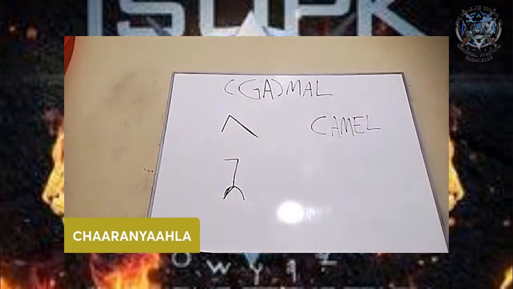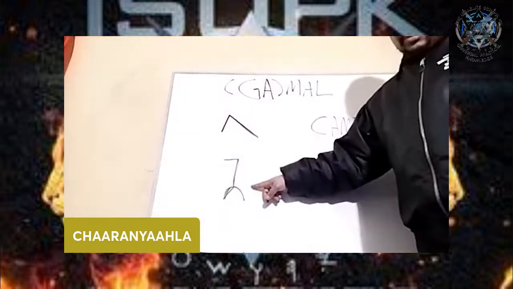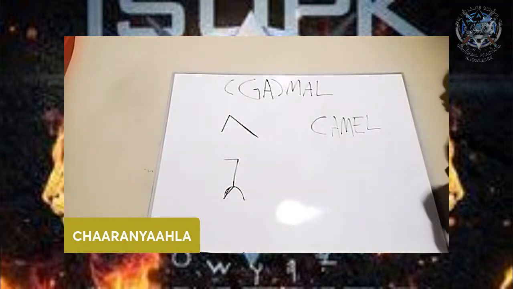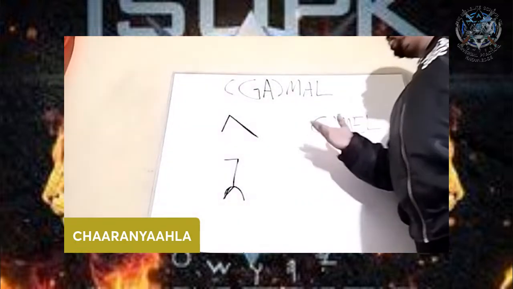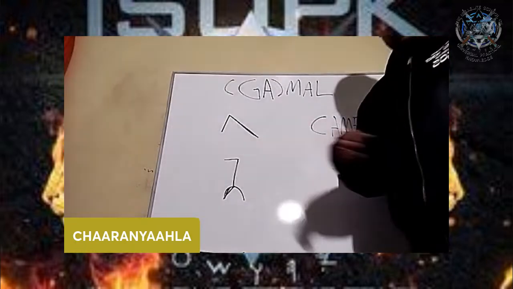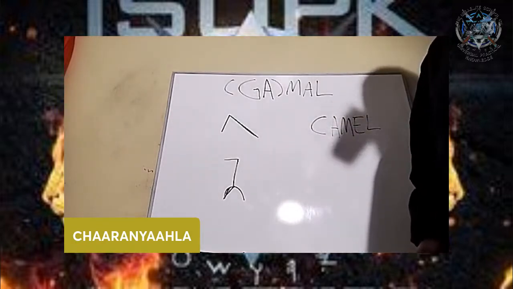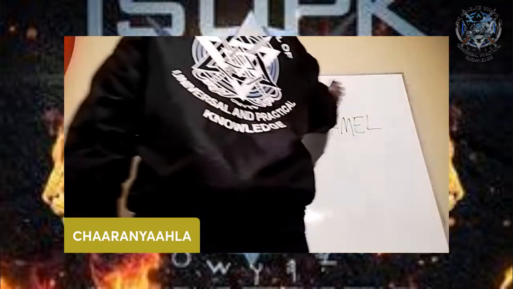Okay, next we have Ga, which is short for Gamal. Once again, the ancient at the top, the Assyrian at the bottom, which is the symbol of a camel or a camel's hump. The ancient symbol and the Assyrian symbol are of a camel or a camel's hump. Ga, Gamal, symbol of a camel.